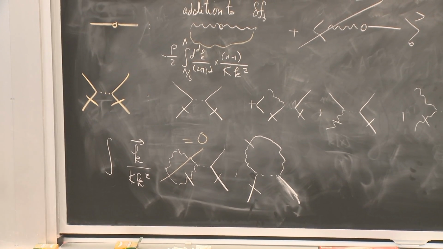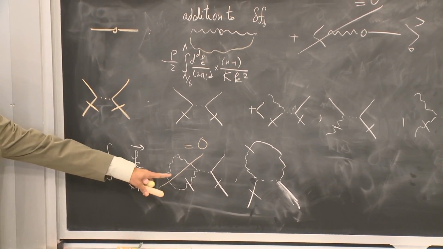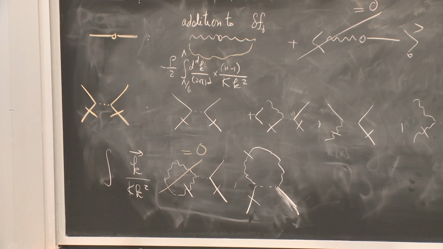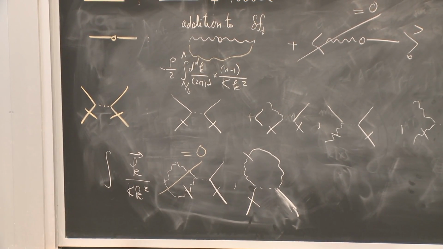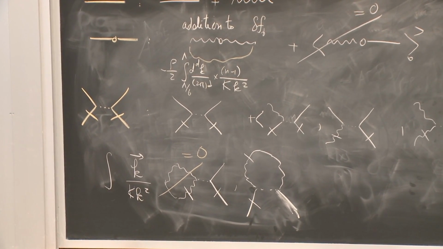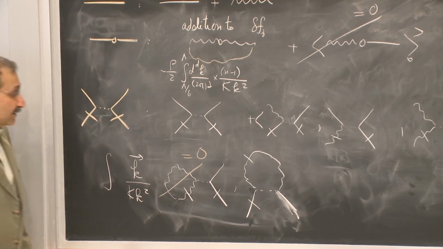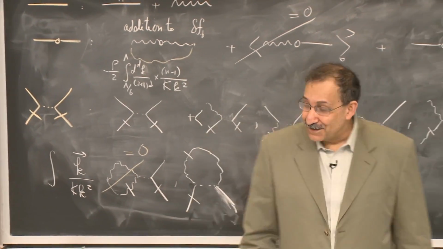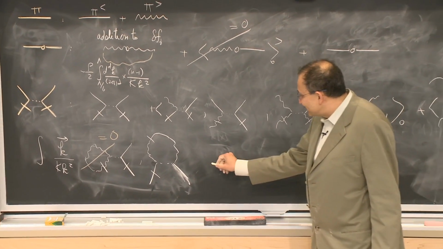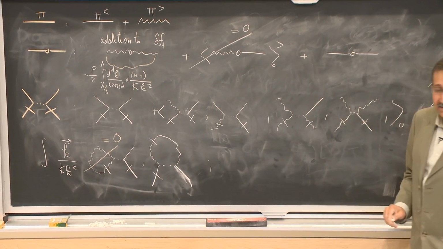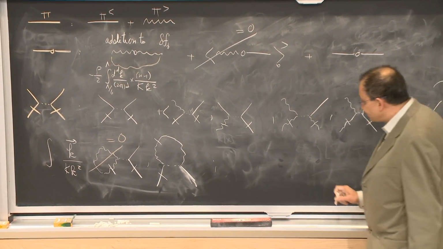And although I do the same thing now with 2 different branches, the k integration is the same, and that vanishes too. So you say, is there anything that is left? The answer is yes. So the things that are left are the following.